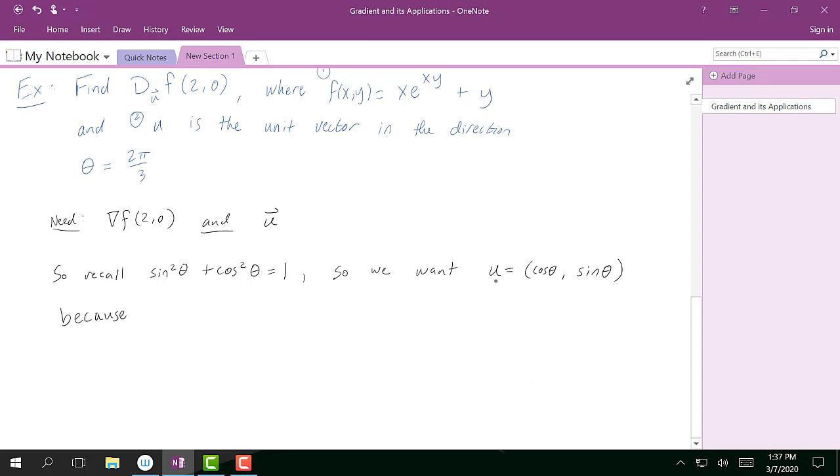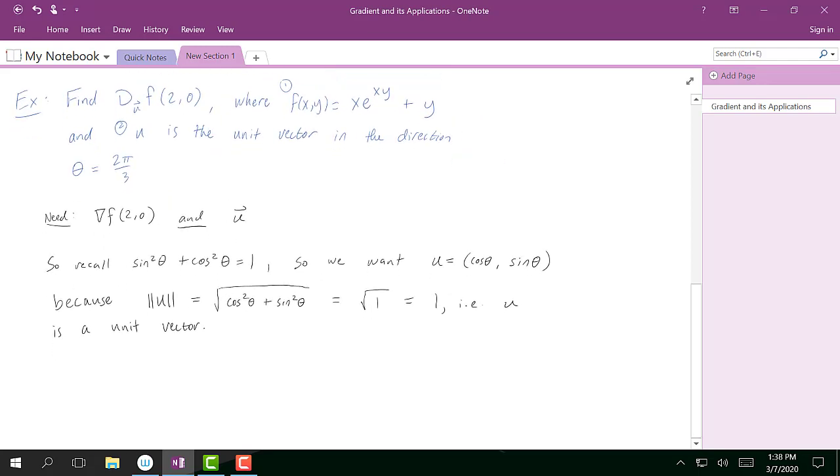And so if we take this vector that we just wrote, u, and we take its length, what we get is the square root of the sum of the squares of the components. So cosine squared of theta plus sine squared of theta. But we just recalled that this is equal to 1 on the inside. So we get 1. So, i.e., u is a unit vector. Okay, so we're pretty much done with finding the unit vector u.